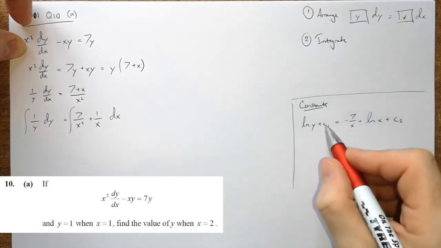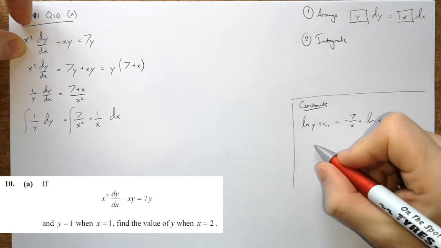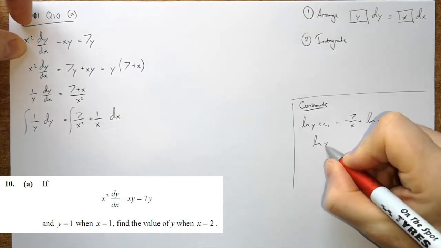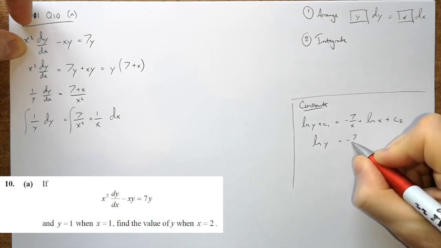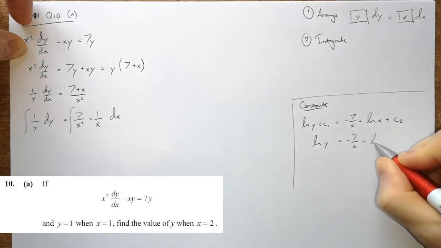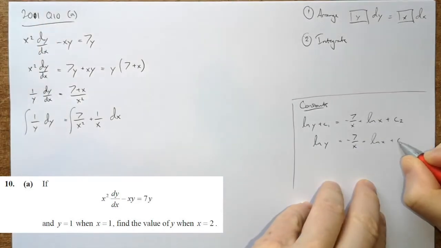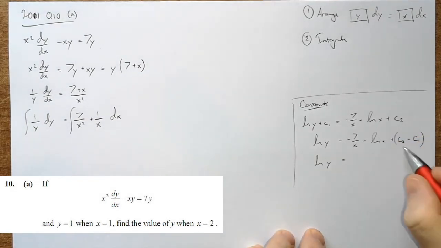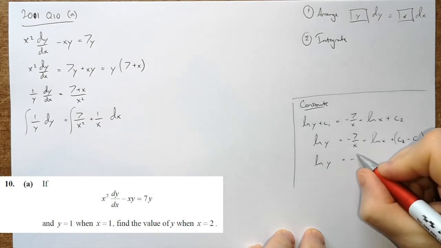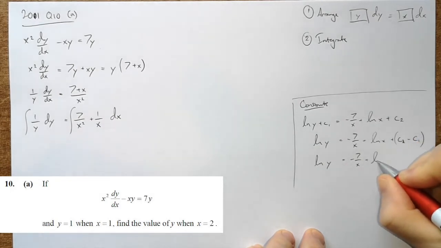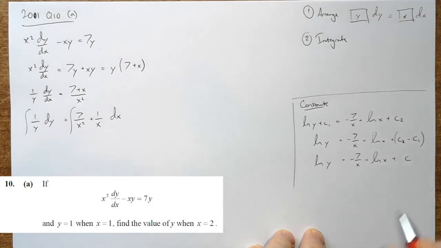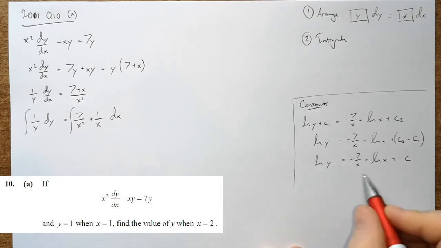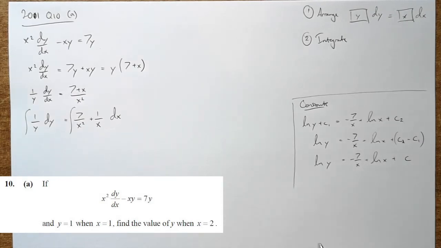All right, now that's kind of annoying. I've got two different constants going on here. So really what would be easier would be to say ln y equals minus 7 over x plus ln x, and we'll bring the constants together, c2 minus c1. Because they're just both constants, like 5 and 7 or something, we can write minus 7 over x plus c, where c is c2 minus c1. And that's why we can just pull the constants out on one side.